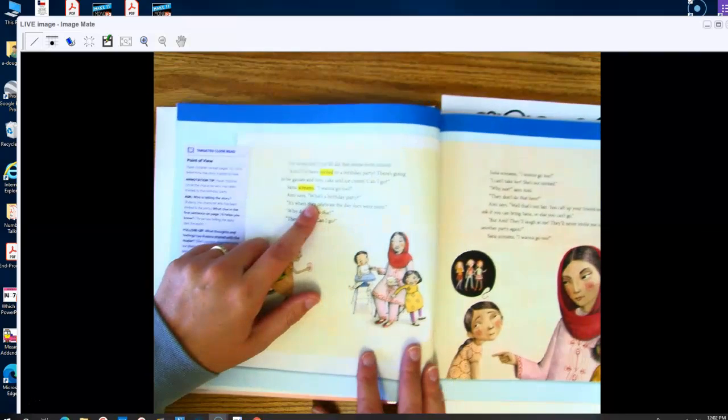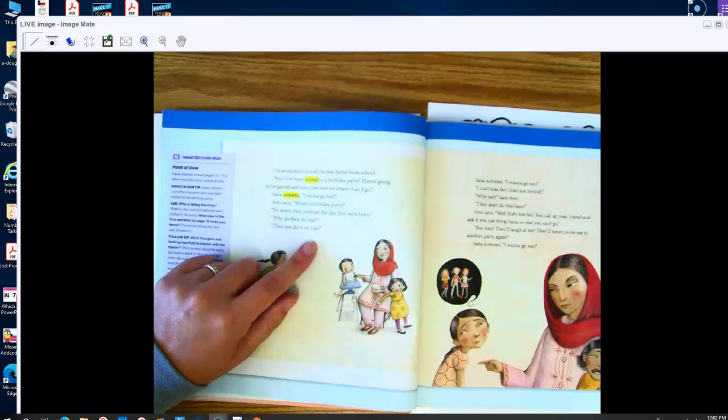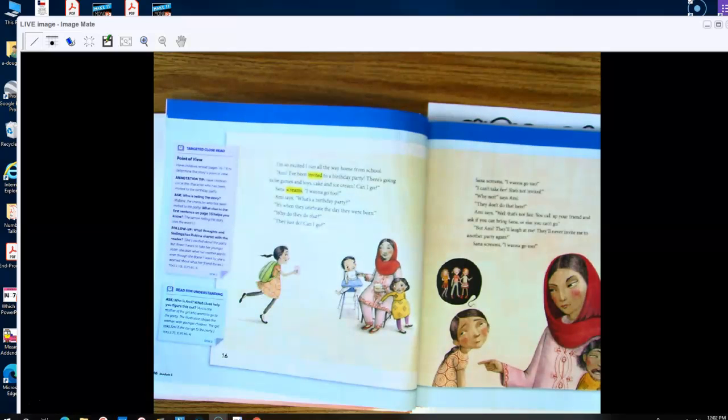I'm so excited. I run all the way home from school. Ami, I've been invited to a birthday party. There's going to be games and toys, cake and ice cream. Can I go? Sana screams, I want to go too. Ami says, what's a birthday party? It's when they celebrate the day you were born. Why do they do that? They just do. Can I go?